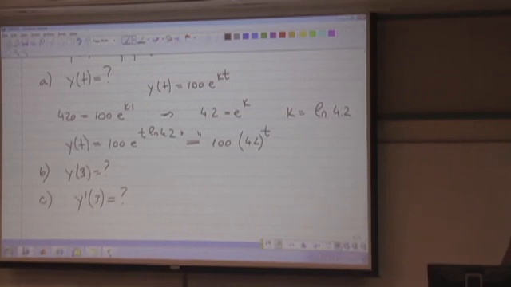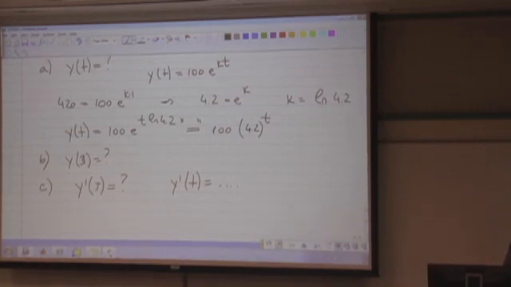Now, you can do that, or you can be sneaky about it. We could actually compute y prime of t, plug in 3 and work it out. However, this is an exponential growth formula that says y prime of t is just k times y of t. In part B, we computed y of 3. So in part C, it's just going to be y of 3 times k. Do you see how you can be sneaky about it?